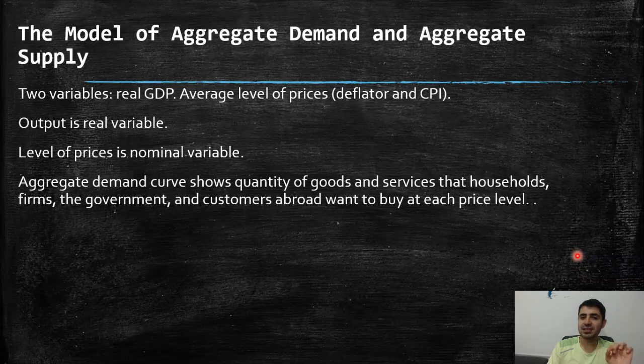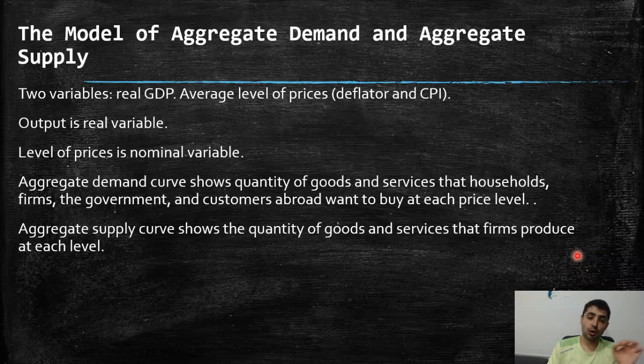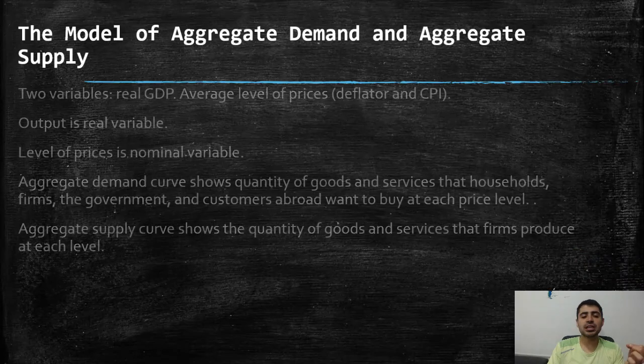So the aggregate demand curve shows the quantity of goods and services that households, firms, the government, and customers abroad want to buy at each price level. On the other side, we have aggregate supply, which is a curve that shows the quantity of goods and services that firms produce at each price level.